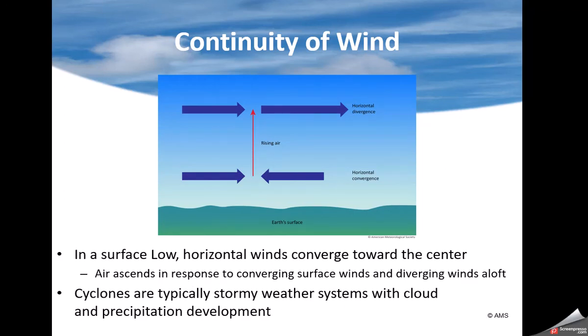Think about it, with divergence aloft is when you're going to get the low pressure systems because you're causing the air to rise. Well, if air is rising, we know it cools. We've already learned that. It's going to reach saturation vapor pressure. Precipitation is going to occur. That's why you have the bad weather with low pressure systems.